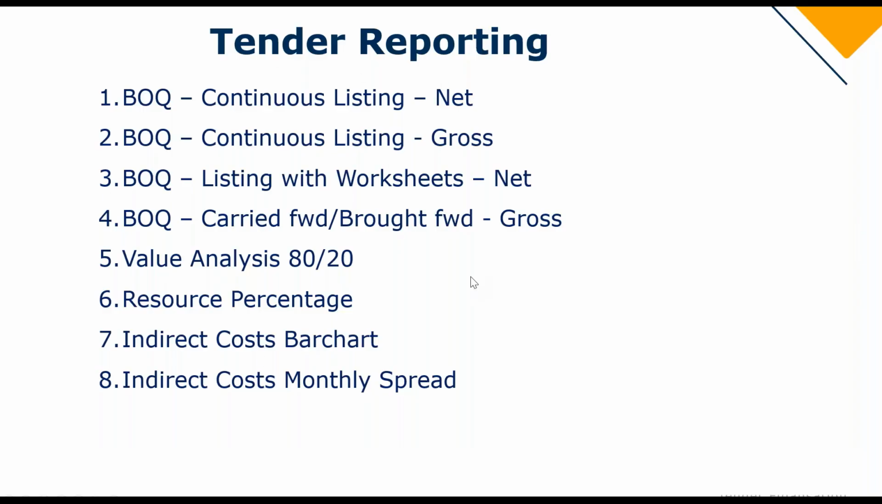So now that we've completely priced our tender, we can do some tender reporting. We'll firstly look at our continuous listing net. We'll look at our continuous listing gross, that's including markup. We'll then have a look at our BOQ listing with worksheets. We'll look at our brought forward, carry forward gross, our value analysis 80-20, our resource percentage, our indirect costs bar chart, what we've just been through, and our indirect cost monthly spread.